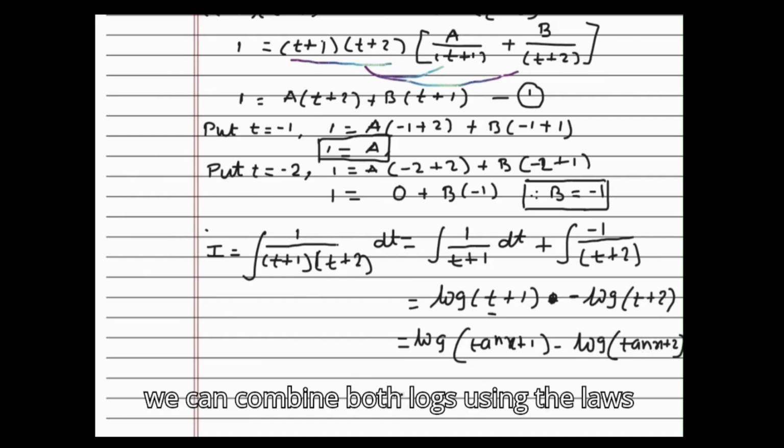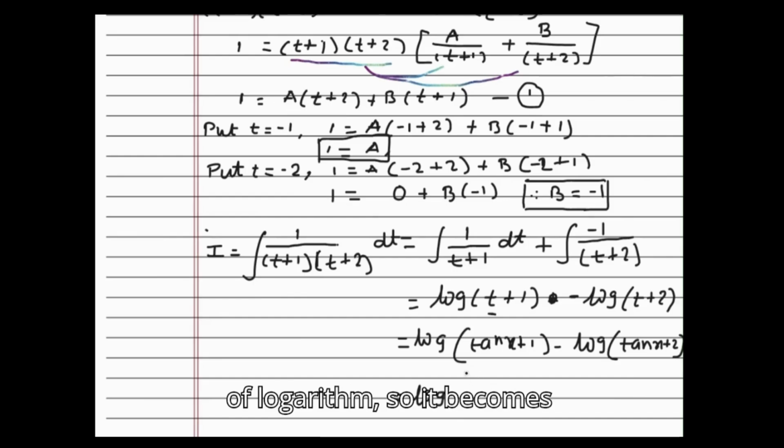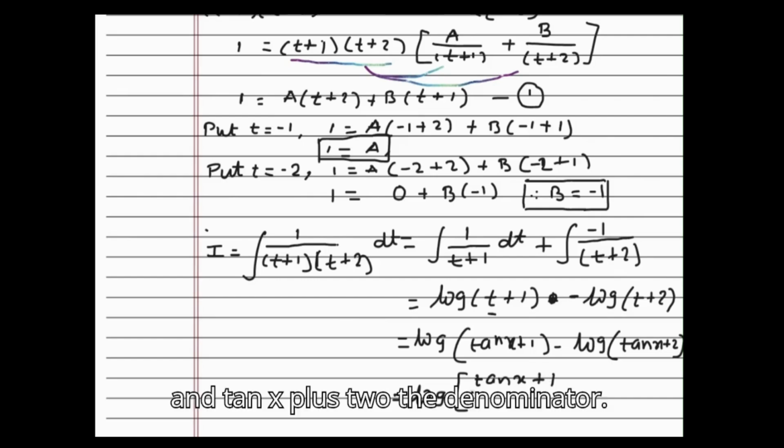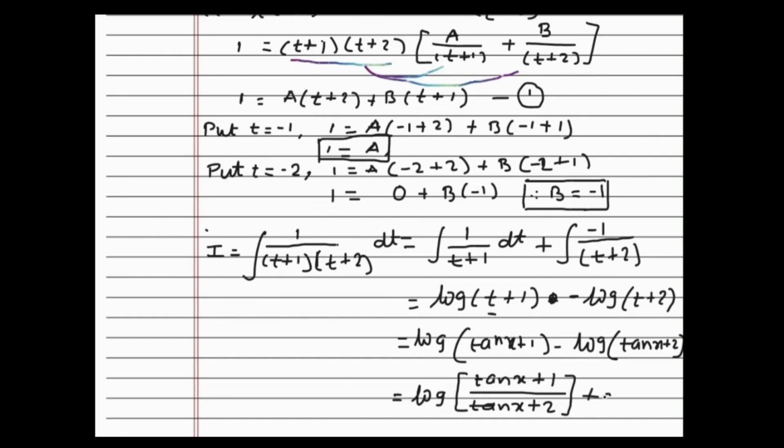We can combine both logs using the laws of logarithm. So it becomes tan x plus 1 in the numerator and tan x plus 2 in the denominator. This is the final answer, plus c, the arbitrary constant. Here is the final answer of the integral.